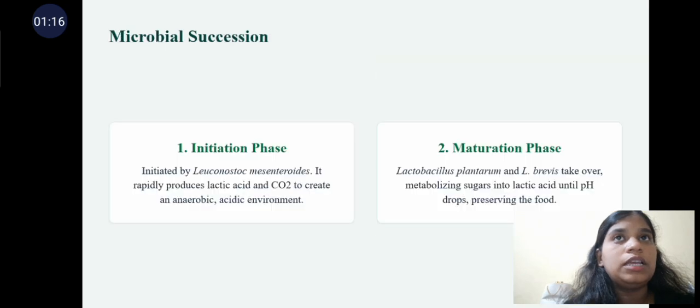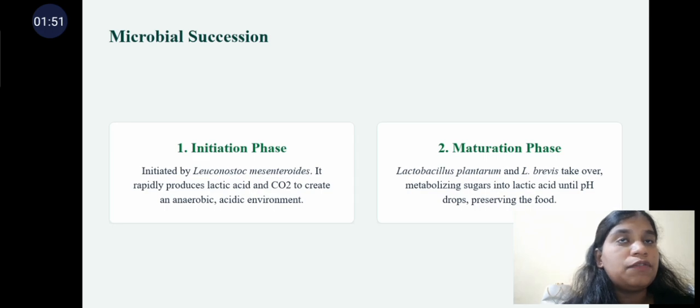Now let us see the microorganisms involved in the preparation stage. In the initial phase, Leuconostoc mesenteroides grows first. It produces lactic acid and carbon dioxide, creating an acidic and anaerobic environment. In the maturation phase, Lactobacillus plantarum and L. brevis become dominant. They continue producing lactic acid, which lowers the pH and preserves the food.